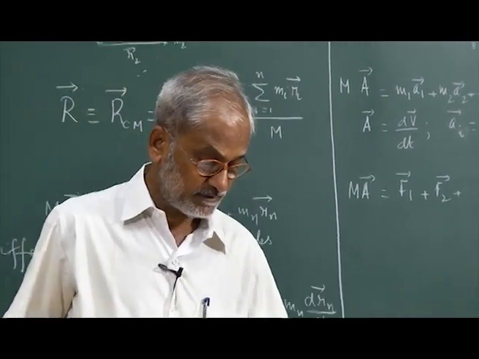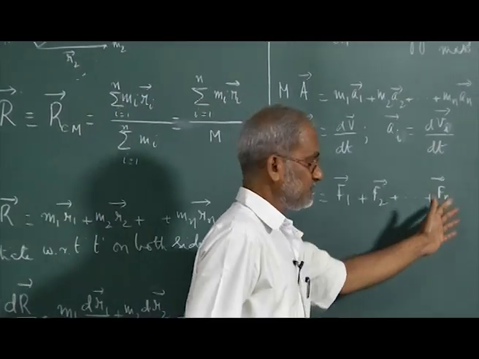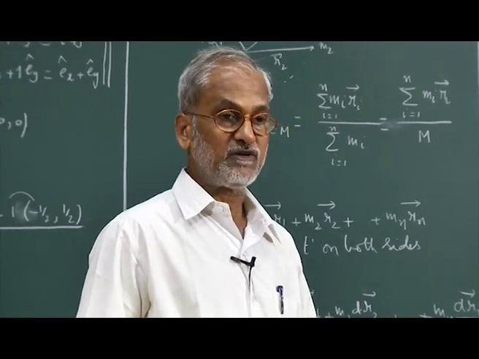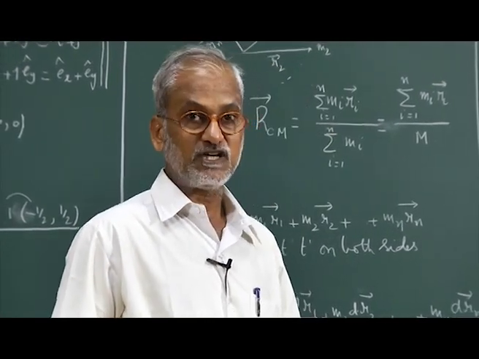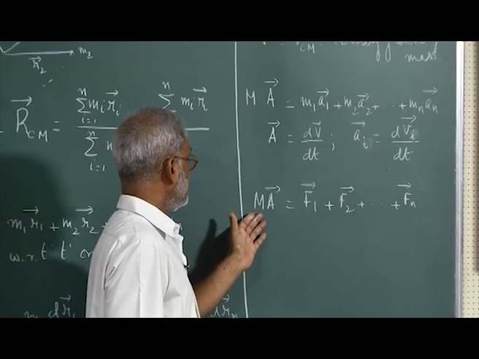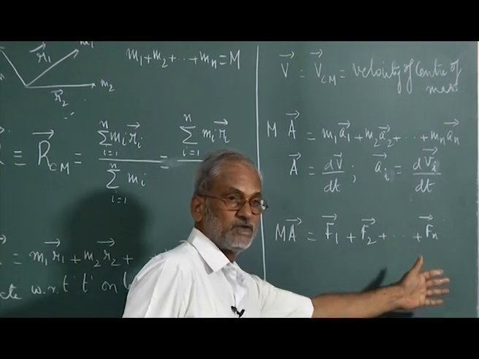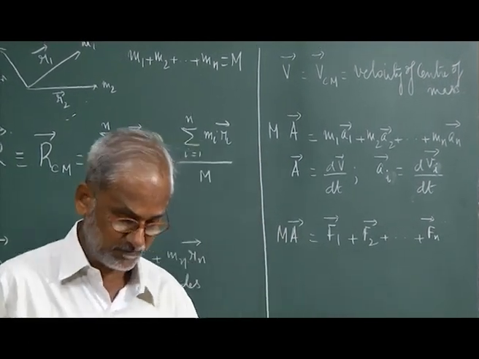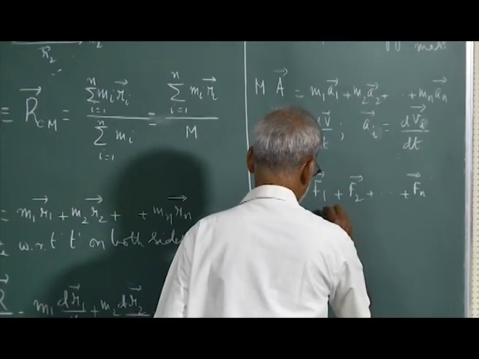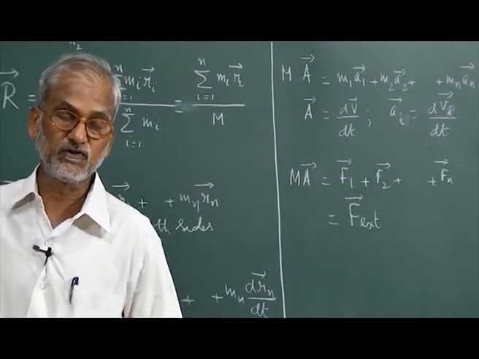So, what does it mean? The vector sum of forces acting on the particles is exactly equal to the mass of the system of particles multiplied by the acceleration of the center of mass. So, this is mass times the acceleration of the center of mass is equal to all the external forces acting on the system. You call this term force external.